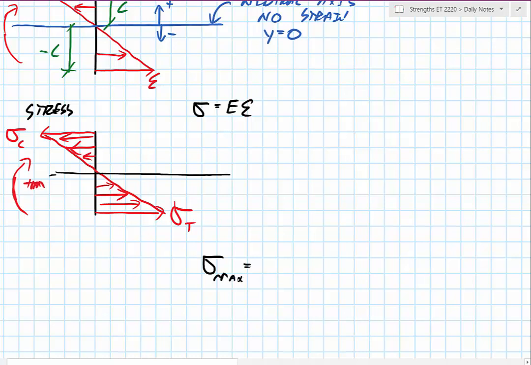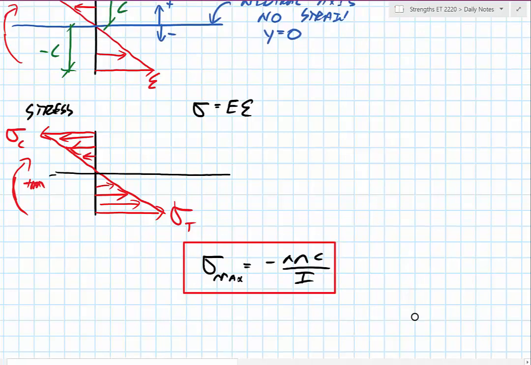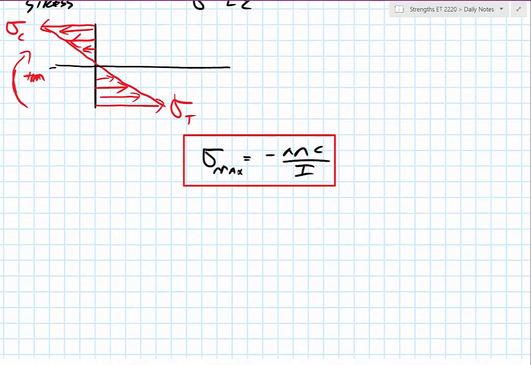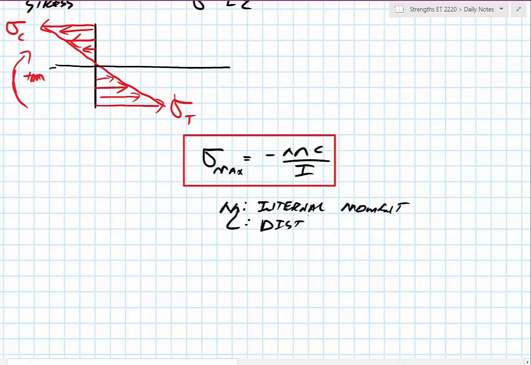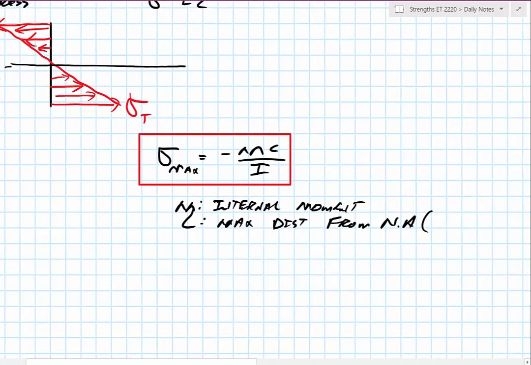Let's just start with the maximum stress, since that's what we care about most, is equal to minus Mc over I. And with that equation, M is our internal moment. That's why it's so important to know your shear and bending moment diagrams, because we need to look at where our moment is maximum along the beam and things like that. Our c is the maximum distance from what we're calling the neutral axis, which is the centroid of our cross section.